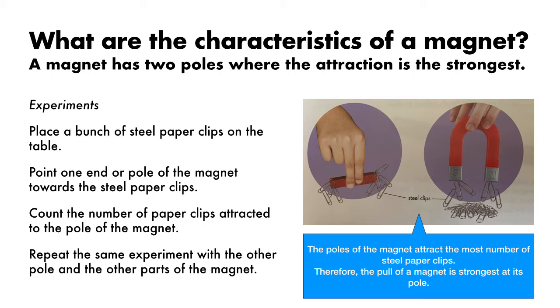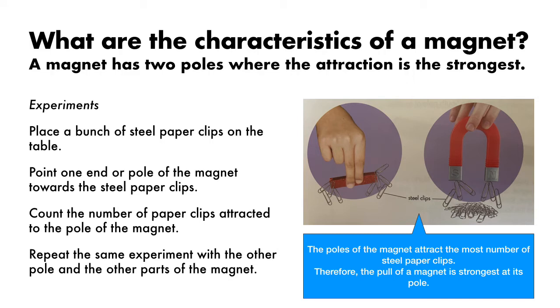We point the pole of the magnet towards the steel paper clips, and this steel paper clip will be attracted to the poles of the magnet, right? Then we count the number of paper clips attracted to the poles of the magnet. Then we repeat the same thing, but this time we don't use the end of the magnet. We don't use the pole. We use the side or other parts of the magnet, and see how many paper clips this other part of the magnet can pick up.